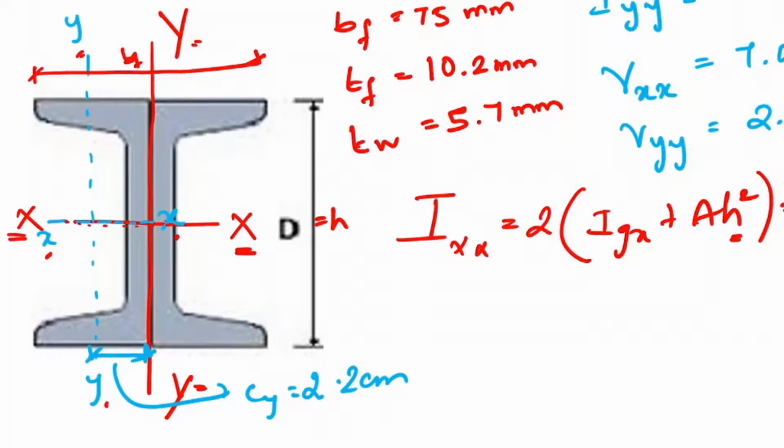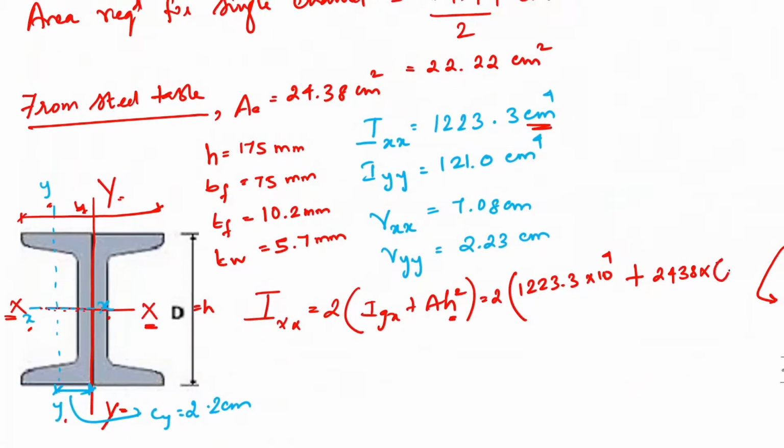So there is no h, there is no difference between small xx and capital XX. So h is 0, so this term will become 0. So Ixx is 24.467 into 10 to the power 6 mm^4.